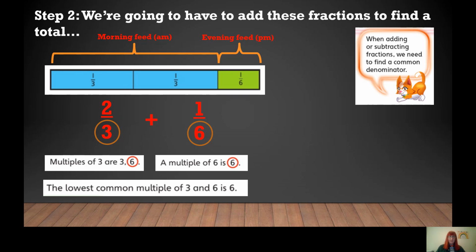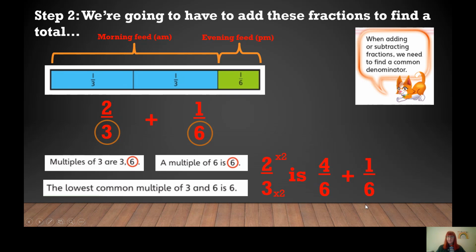Well, we need to have the lowest common multiple of 3 and 6, which is 6. So 2/3 converts to sixths because you multiply the denominator by 2 and the numerator by 2. So 2/3 converts to 4/6. And now we're ready to add our fractions because both are in sixths. So we can add 4/6 and we can add a sixth. 4/6 representing 2/3, which is the morning feed, and 1/6 doesn't need converting because we're already in a common denominator of 6 representing the evening feed.